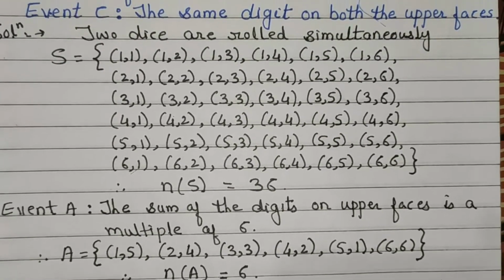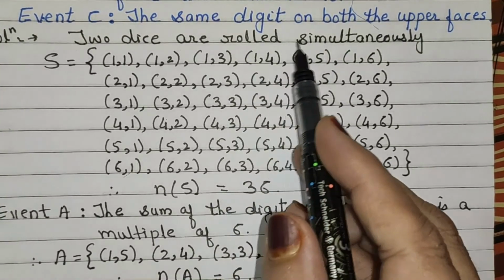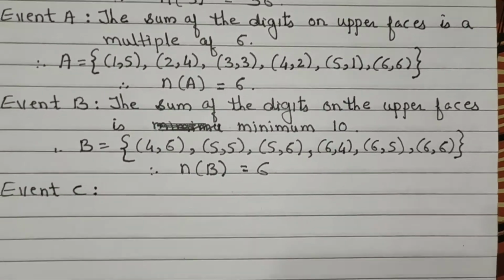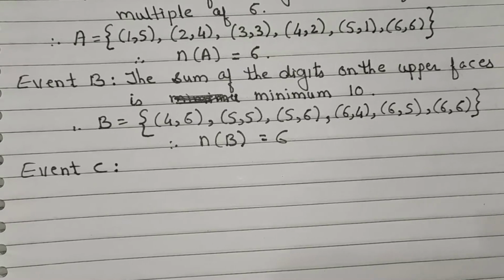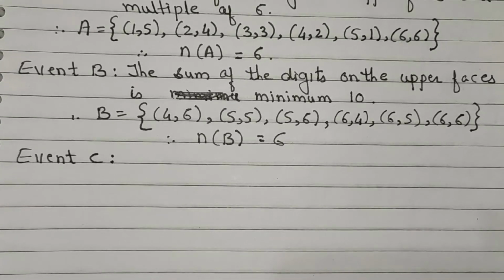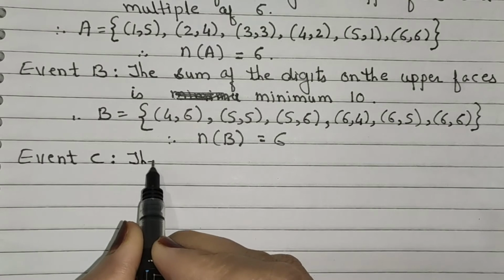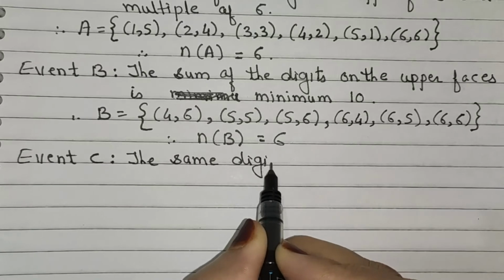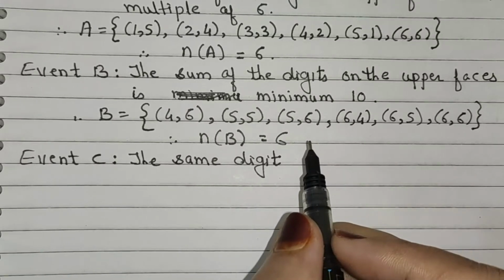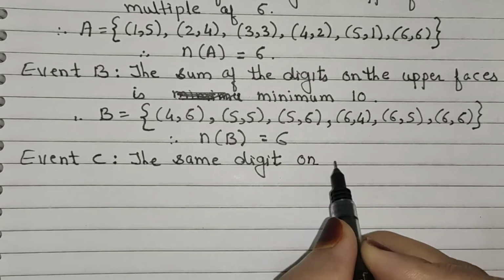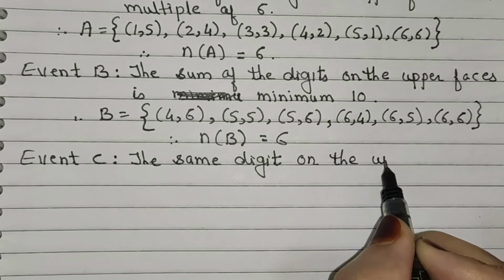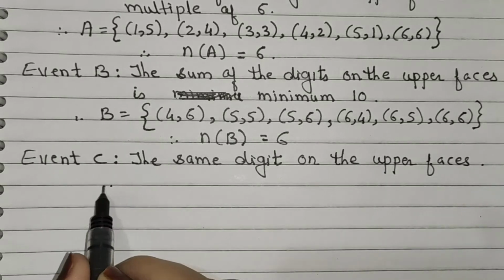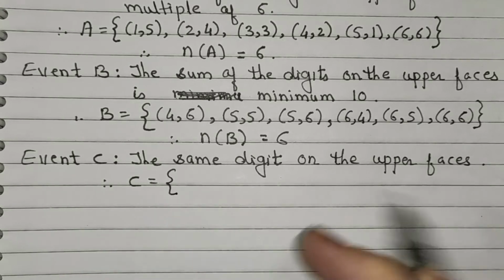Now, condition given here for event C is the same digit on both the upper faces. Write down here: the same digits, the same digit on the upper faces. Therefore, C is equal to.